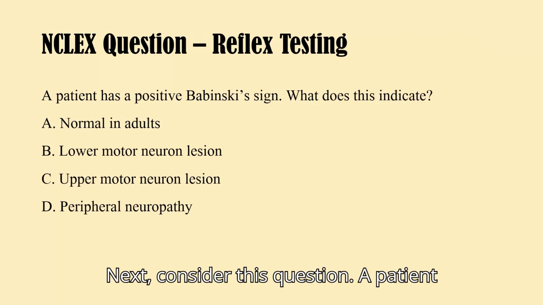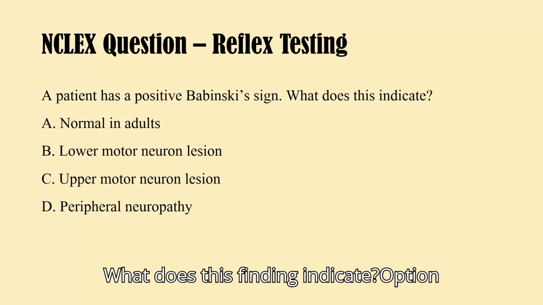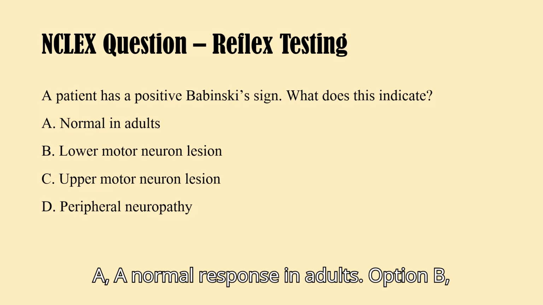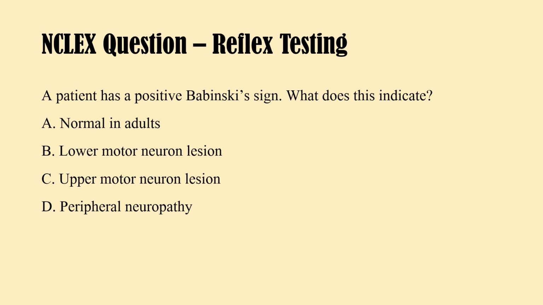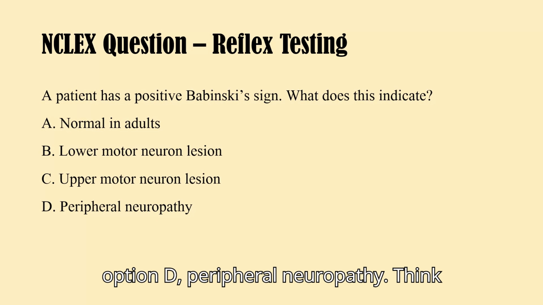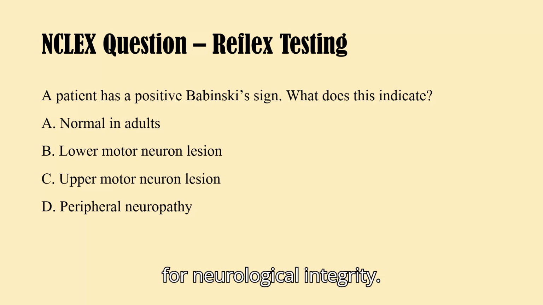Next, consider this question. A patient presents with a positive Babinski's sign. What does this finding indicate? Option A, a normal response in adults. Option B, a lower motor neuron lesion. Option C, an upper motor neuron lesion. Or Option D, peripheral neuropathy. Think about the implications of Babinski's sign for neurological integrity.